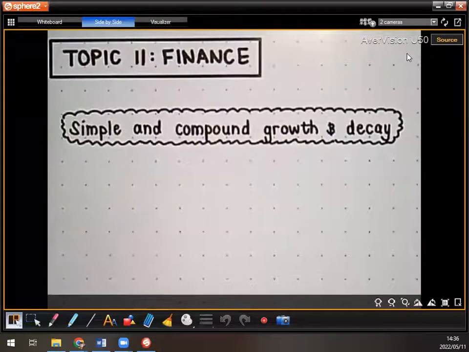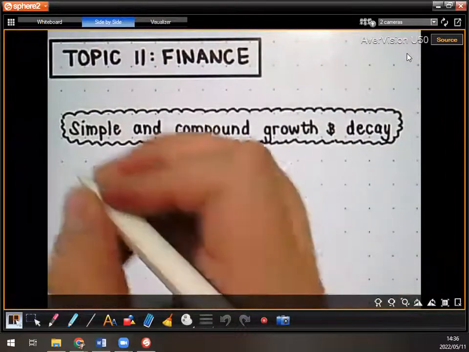Okay, so simple and compound growth and decay. All right, so in the past, I think we just did simple interest and compound interest. Okay, same thing. When you are investing money, it grows. So that's the simple growth or compound growth. That's what we're talking about when your amount is getting more, basically.